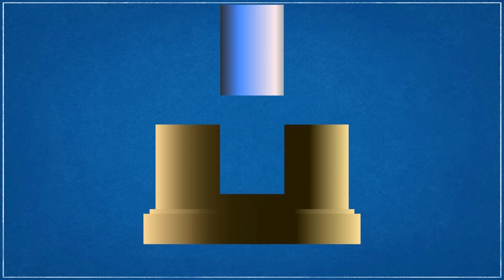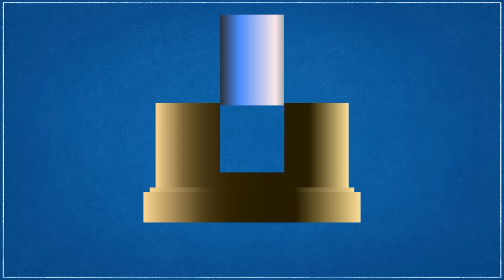In a location fit, a very tight gap is created mostly to accommodate for manufacturing inaccuracies. It's usually used for precision part fitment and generally requires tooling or force to aid in alignment and assembly.